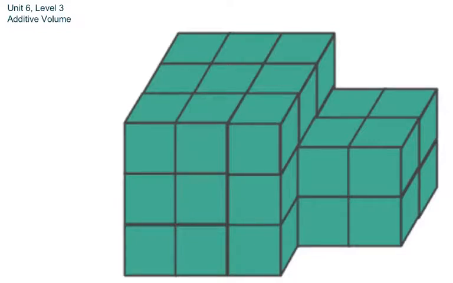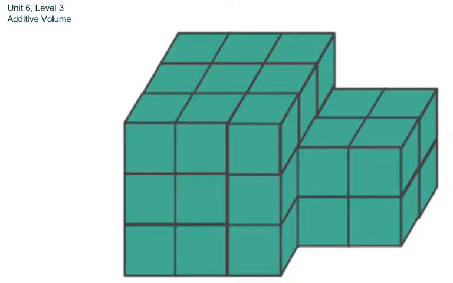This is Unit 6, Level 3, kind of like a Part B on additive volume. Additive volume is really just like volume, only now they've taken two rectangular prisms and added them together. And so all you really have to do is break them back apart, find the volume of each, and add those two volumes together. That's why it's called additive volume. You're going to end up adding the two volumes together.